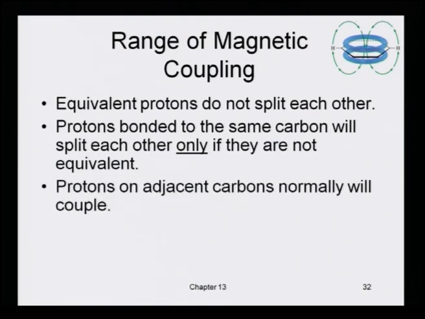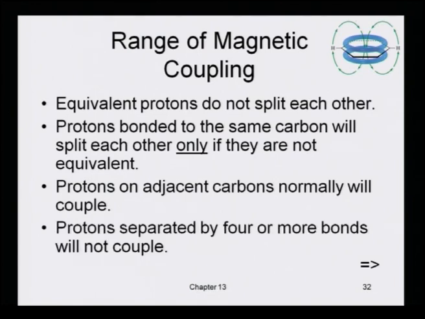Protons on adjacent carbons normally will couple, and protons separated by 4 or more bonds will not couple. So, there are some very basic rules of magnetic coupling. It is not that all protons will get affected by all protons. If they are farther away, they will not affect. So, protons separated by 4 or more bonds will not cause any kind of splitting. Protons on adjacent carbons normally will couple. That is the only rule that has to be remembered.